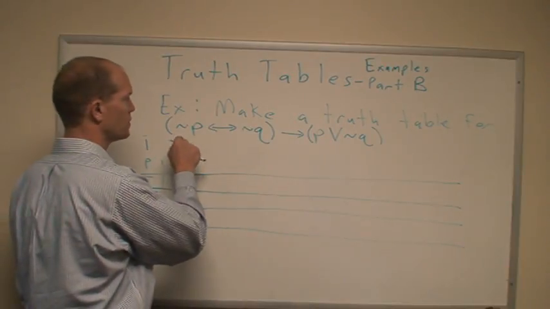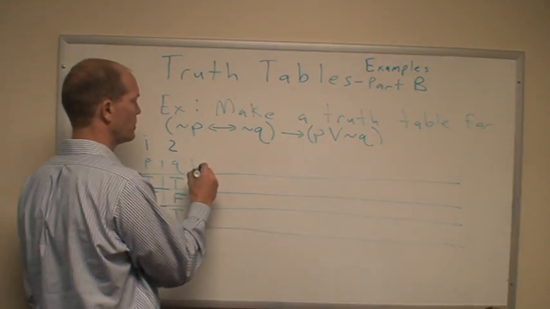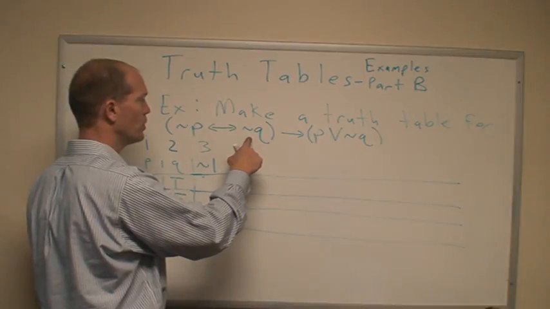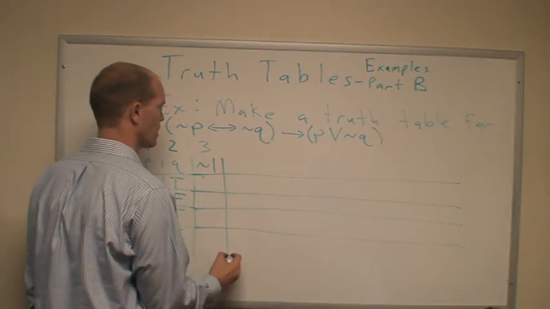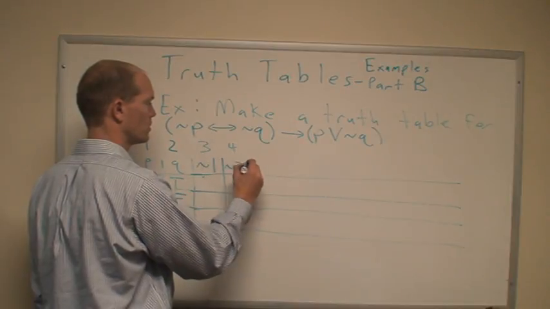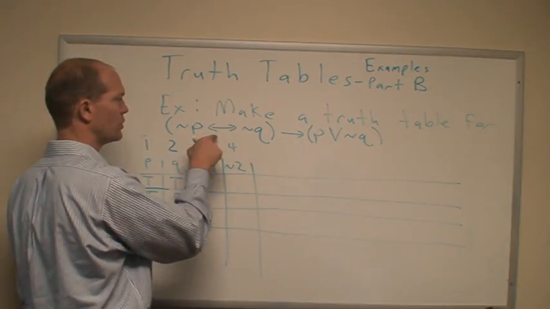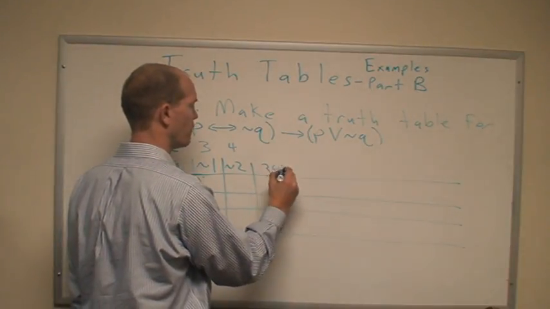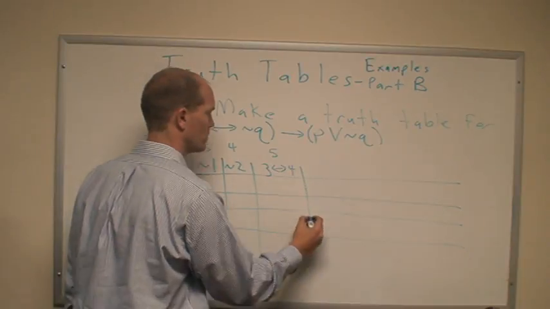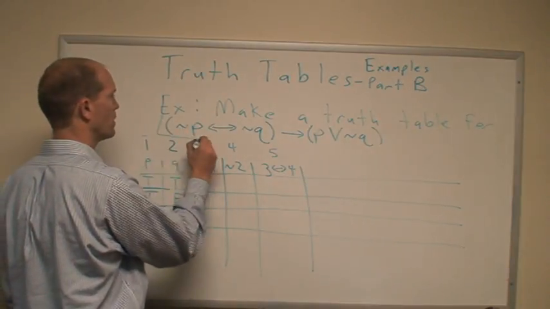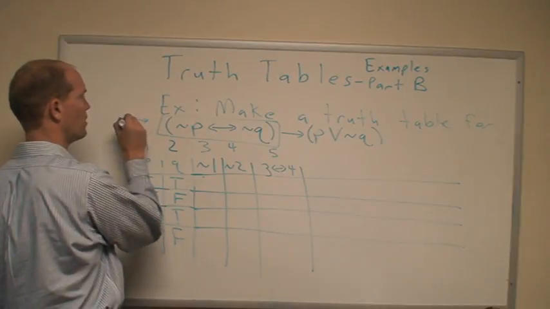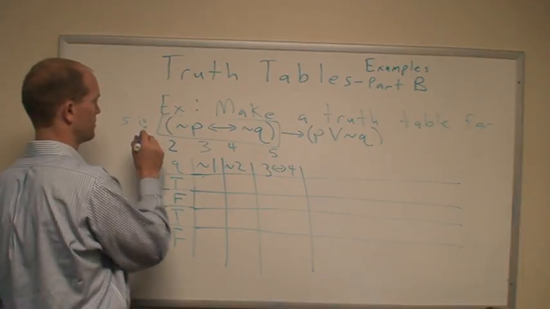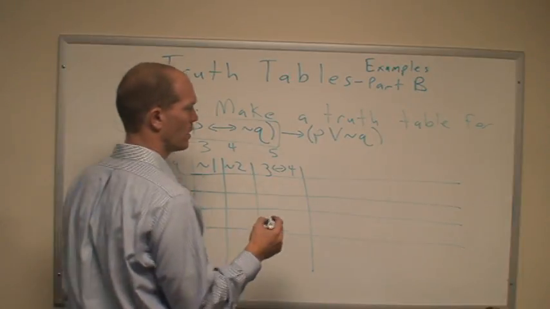To do this, as I go from left to right, I want to first find the negation of P, that's the negation of column 1. I need the negation of Q to be able to do the if and only if here. So that's the negation of 2. Now I can do this if and only if statement, so that's going to be 3 if and only if 4 in column 5. This whole thing is in column 5.